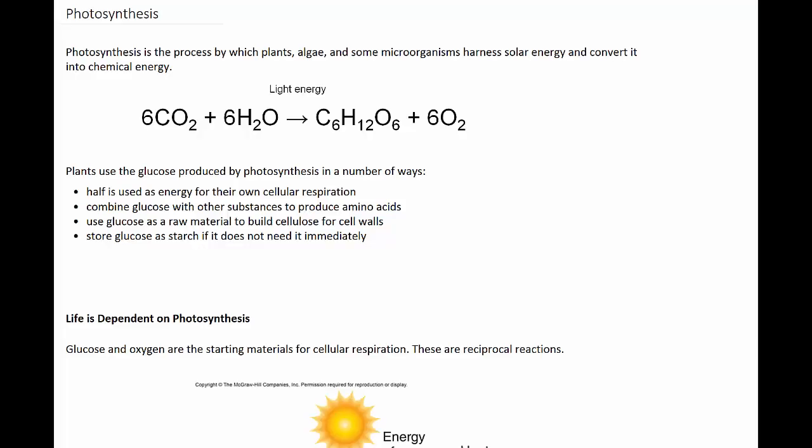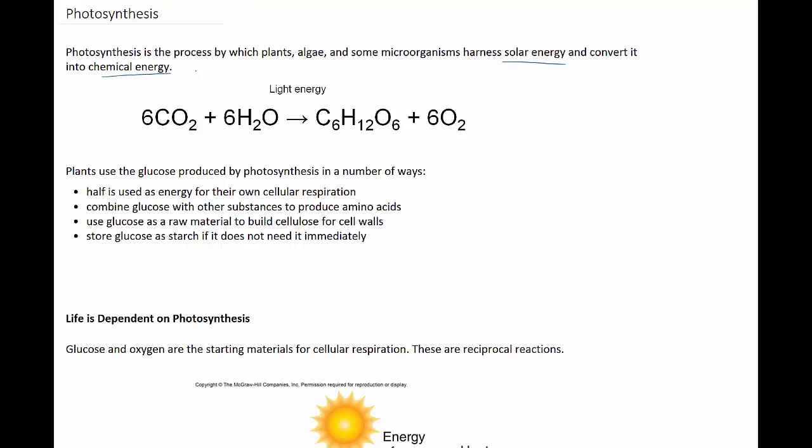Photosynthesis is the process by which plants, algae, and some microorganisms harness solar energy and convert it into chemical energy. With the exception of deep ocean vent communities, all life on Earth is dependent on photosynthesis. In photosynthesis, pigment molecules capture energy from the sun and then use that energy to build the carbohydrate glucose from carbon dioxide molecules. The plant uses water in the process and releases oxygen molecules as a byproduct.